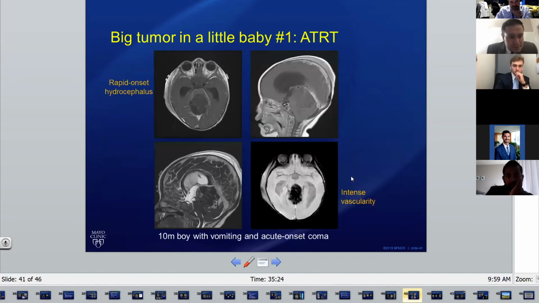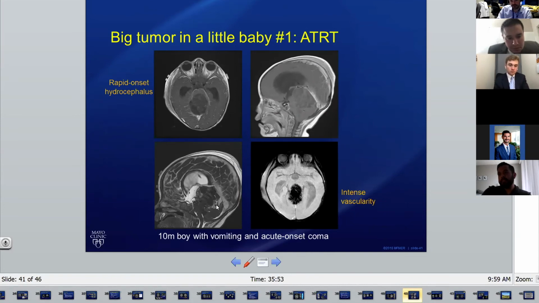Here's a third example of an ATRT. So this one looks quite different. This is also a tumor in the pineal region, but this is a 10-month-old boy. So we have to keep ATRT and these other embryonal tumors in mind. He presented with rapid onset hydrocephalus. He became sleepy one evening, got a CT scan, and it showed severe hydrocephalus. We could tell at the time that it was acute because he had no evidence of transependymal flow. So this is all consistent with a very aggressive, rapidly growing tumor.